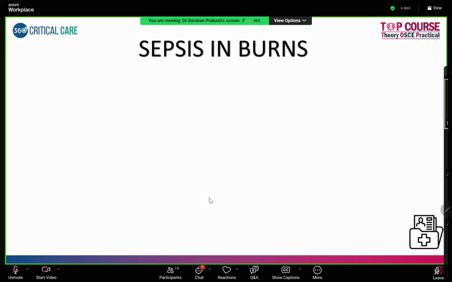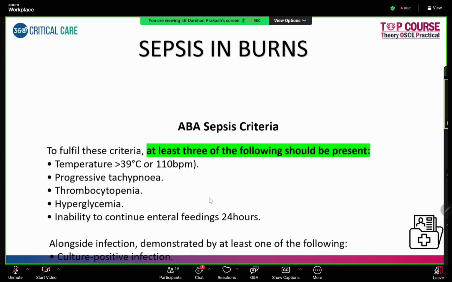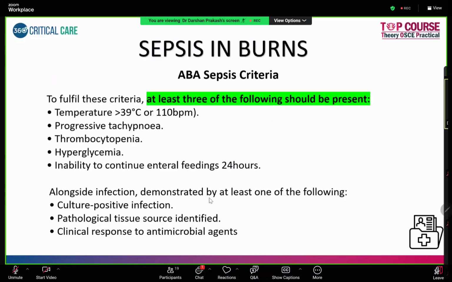Okay. Coming to sepsis and burns, because we are talking about wound management, like in any other case of sepsis, the American Burn Association gives you criteria for burn sepsis. Okay, so whenever the patient has at least three of the following, we should consider that the patient is going into sepsis. A temperature of usually more than 39 degrees Celsius, or a heart rate of more than 110 beats per minute. I'm sorry, I forgot to write that. Progressive tachypnea, thrombocytopenia, hyperglycemia, and inability to continue enteral feeding for more than 24 hours. If any three of these criteria are present, the suspicion of sepsis should be made.